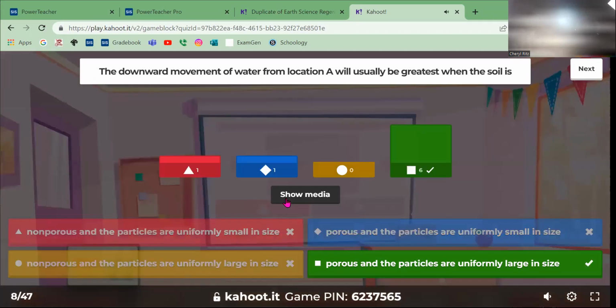Downward movement will be greatest when. Okay, you guys did better on it than you did on the test, I remember. So if it's porous, it means it can soak in, and it'll soak in best when we have large particles.